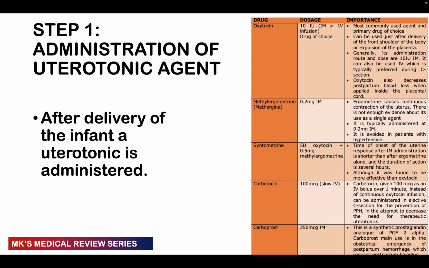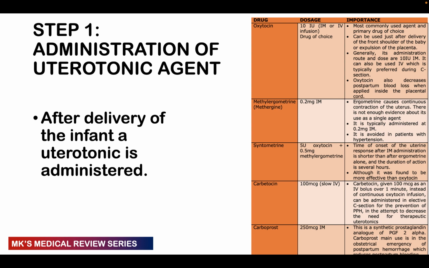So the common agent that we use in our case, the drug of choice, is oxytocin. We give it at 10 international units IM, or sometimes we can give it as an infusion. This is the most commonly used agent. It's the primary drug of choice. It can be used in patients that are hypertensive, and it's given just after delivery of the front shoulder of the baby or after expulsion of the placenta.